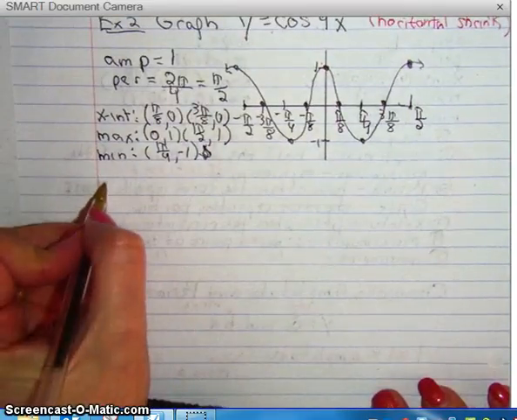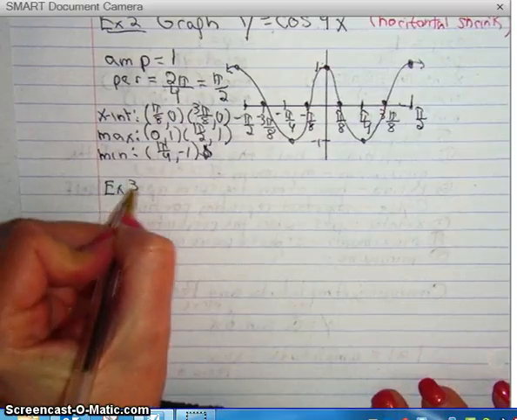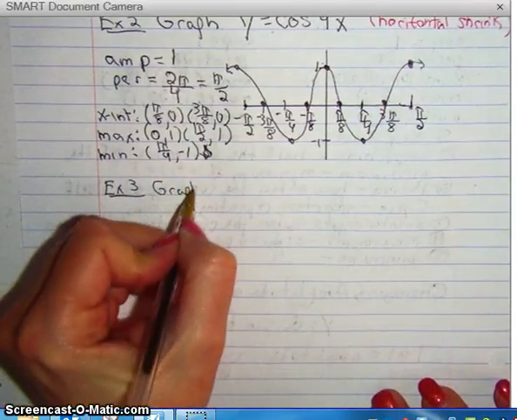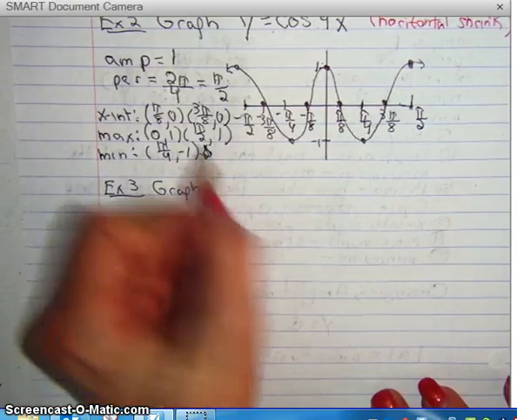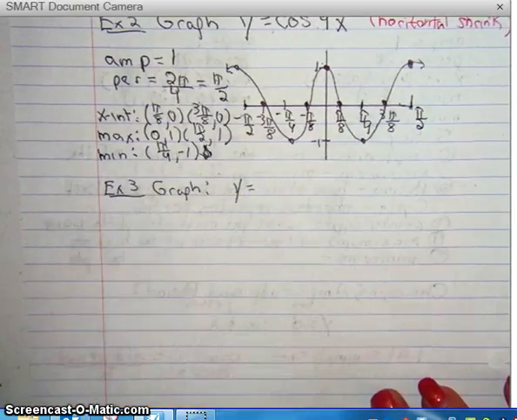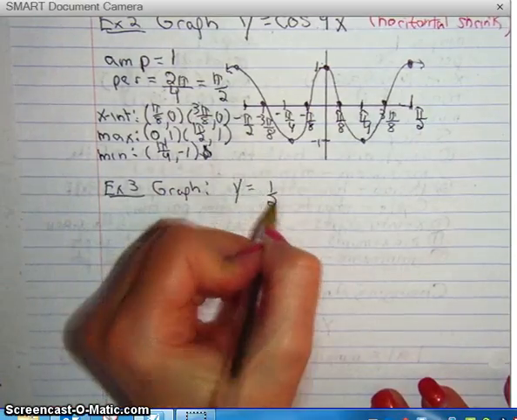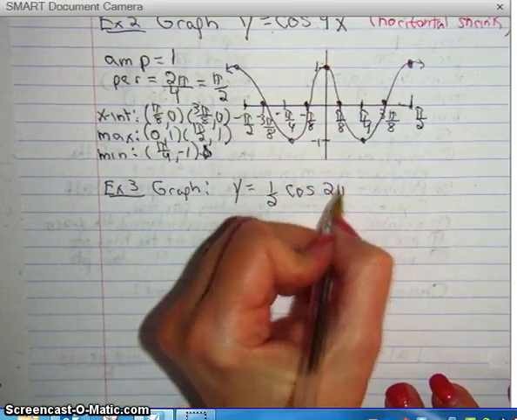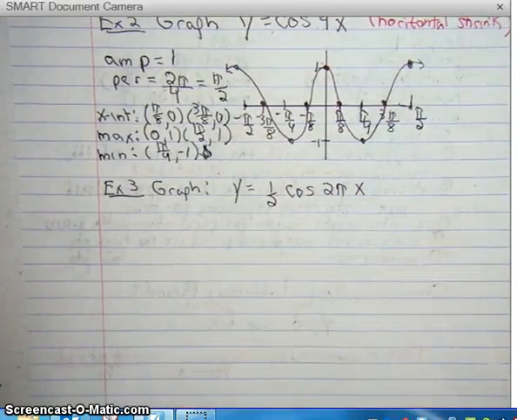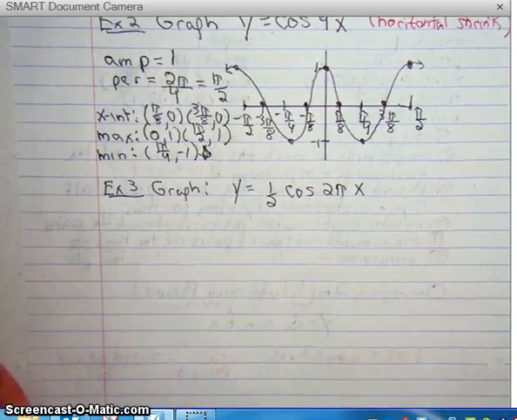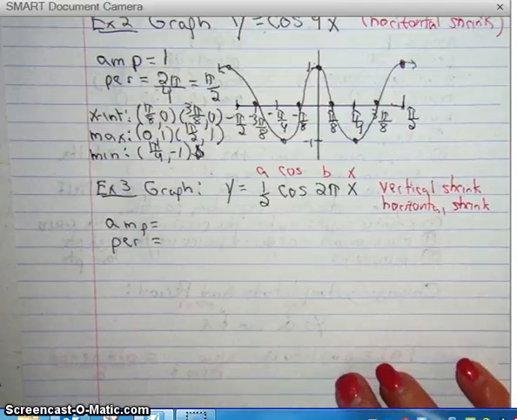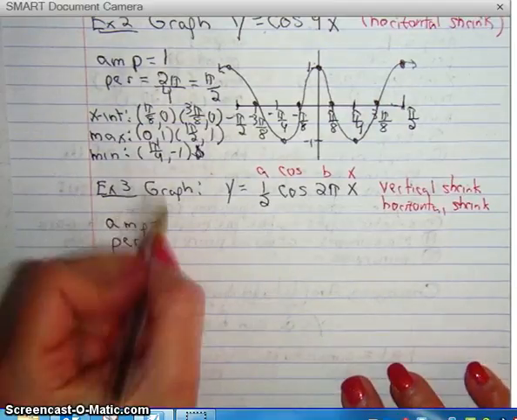The next one, guys, we're putting everything together. So we got the whole shebang. Do not fear, I will lead you safely. y equals 1/2 cosine 2 pi x. All right, Ryan, amplitude is 1/2.